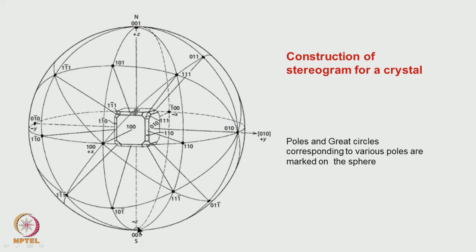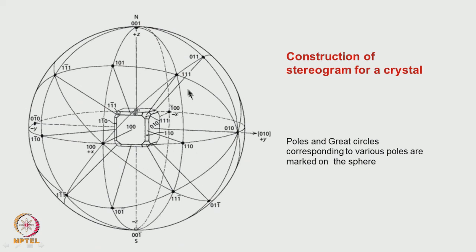What is essentially important is that, for example, for this pole 0 0 1 bar, the great circle corresponding to it is this particular one. All the poles which are perpendicular to this pole will all be lying on this great circle. So you can say that all the poles which are perpendicular to a specific pole lie on the great circle corresponding to that. The great circles corresponding to various poles are also being shown in this diagram. They are all marked here.